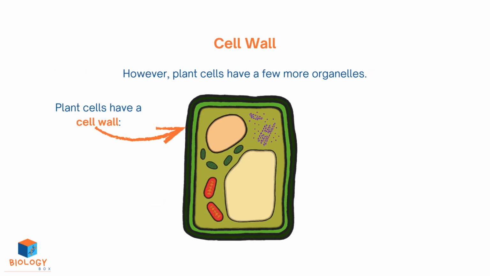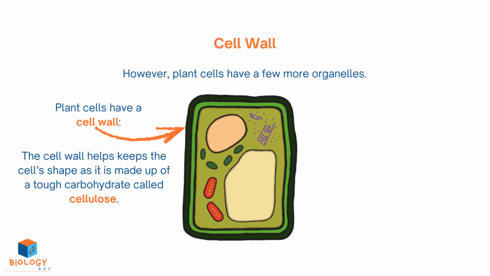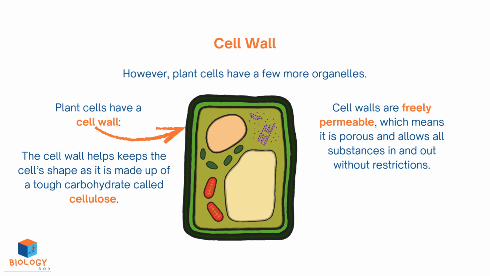Plant cells have a cell wall. The cell wall helps keep the cell's shape as it is made up of a tough carbohydrate called cellulose. Cell walls are freely permeable, which means it is porous and allows all substances in and out without restrictions.